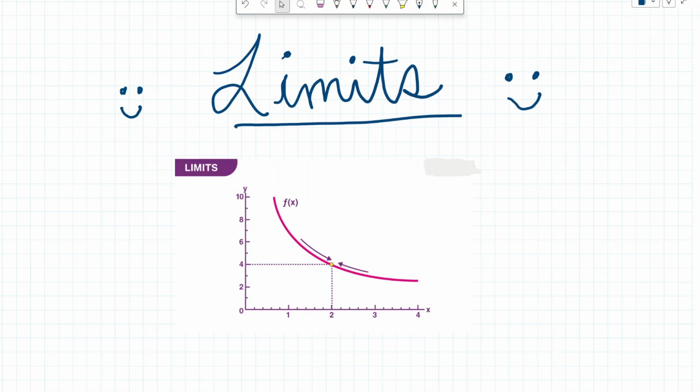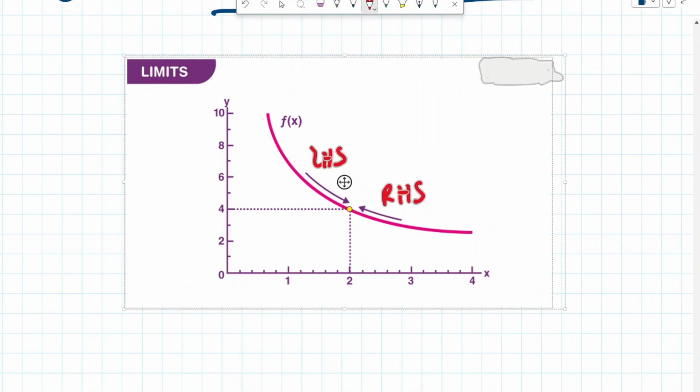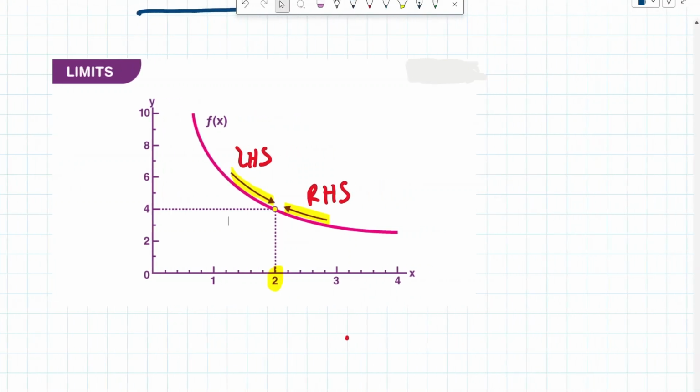So when we think about limits, we need to look at limits from both the right-hand side and the left-hand side. Say, for example, by looking at this plot over here, we want to look at what is the behavior around the point where x equals 2. We're going to approach our function from the right-hand side over here, and then we're going to approach this point from our left-hand side. So let's see mathematically what we get.